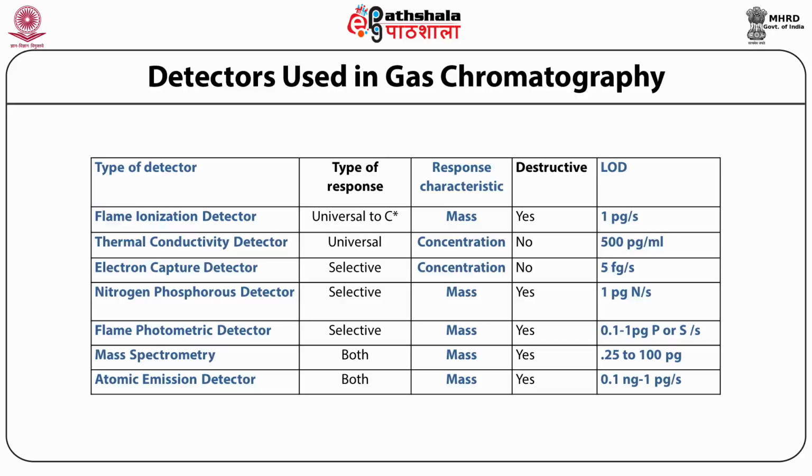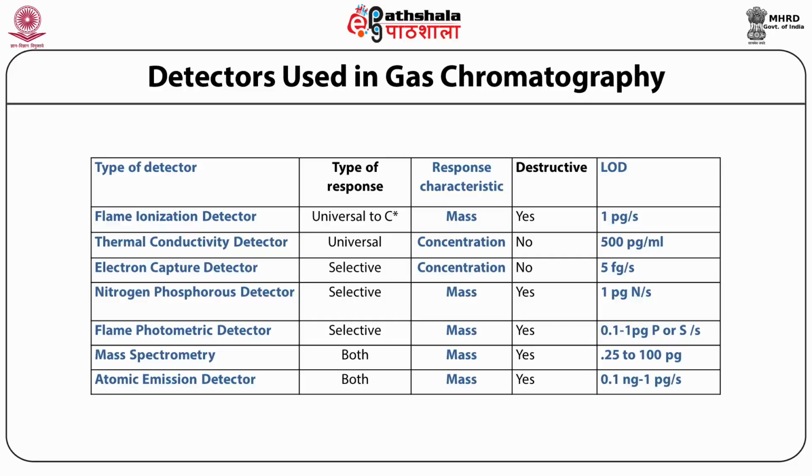The next detector in the list, that is the thermal conductivity detector, detects changes in thermal conductivity. It is also a universal detector, but it is concentration dependent, and it is not destructive, and the LOD is around 500 picograms per ml. Mark the way the LODs are represented differently for mass sensitive and concentration sensitive detectors.